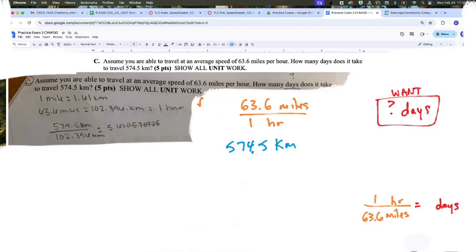Hours? Okay. What needs to happen to that hour unit? Does it show up in our answer? No, which means it must cancel. I have to place the hour unit in the denominator so that it can cancel. Do I know a number to attach to my hour unit? Where in the question does it give me a number to attach to my hour unit?